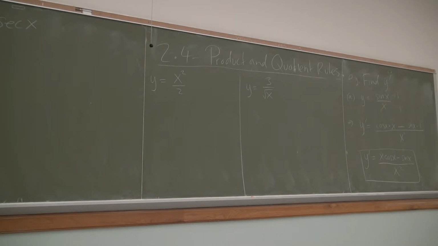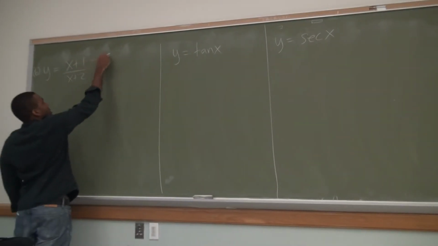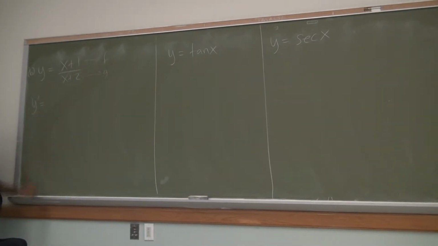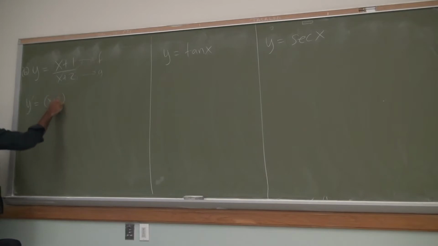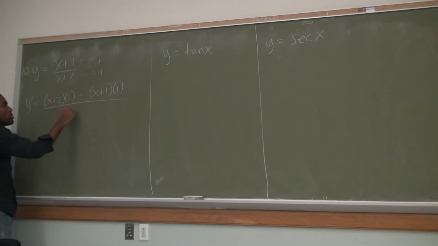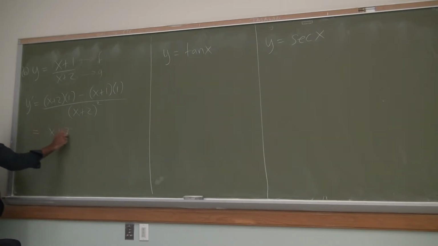How about this one? x plus 1 divided by x plus 2. Same thing, right? So f, g. It's the bottom times the derivative of the top minus the top times the derivative of the bottom, over the bottom squared. So this is x plus 2 minus x minus 1, over x plus 2 squared. x minus x, 2 minus 1.